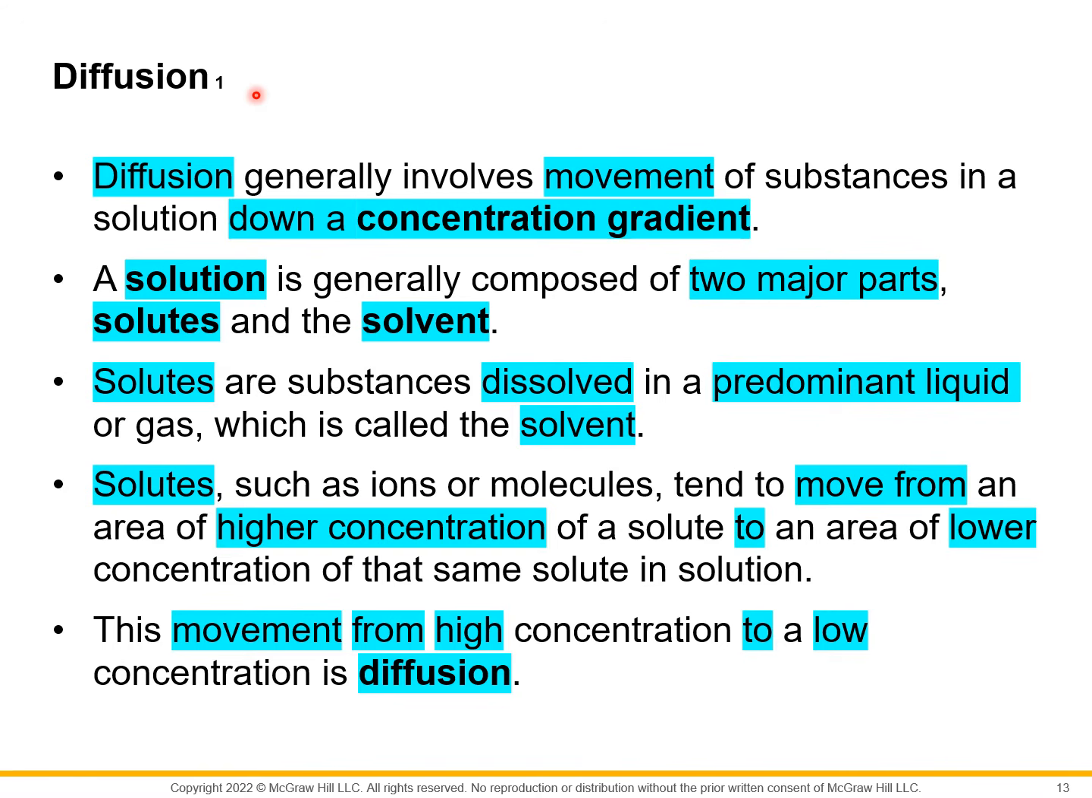Let's first talk about the different types of passive transport. First up is diffusion. So again, let's focus on the important statements here. Diffusion generally involves the movement of substances in a solution down a concentration gradient. So we've used quite a few terms in here, so i-define muna po natin yung mga terms na nagamit.